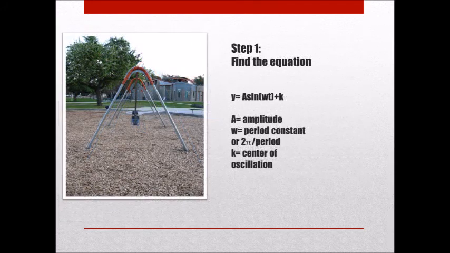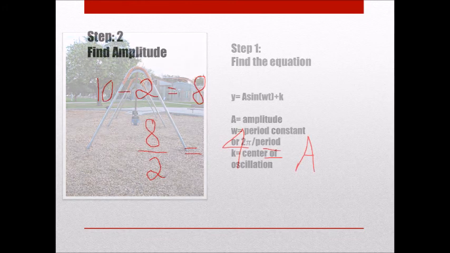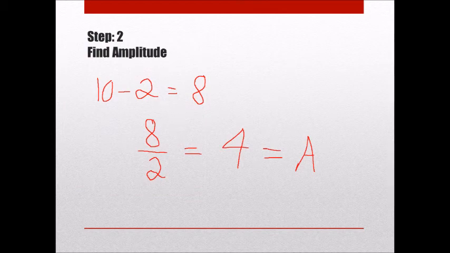So the first step is to identify the equation that is going to be used in this question. y equals A times sine of (w times t) plus k, with A being the amplitude, w being the period constant, and k being the center of oscillation. The second step is to solve for the amplitude. The amplitude is just half of the difference between the max height and the minimum height, which is simple math. It comes out being 4.